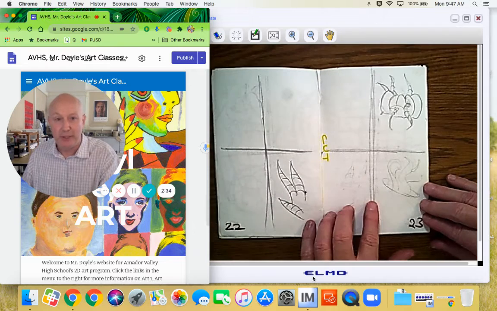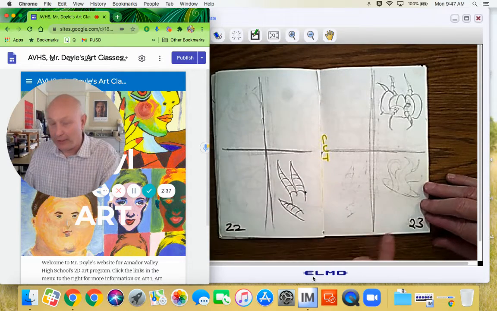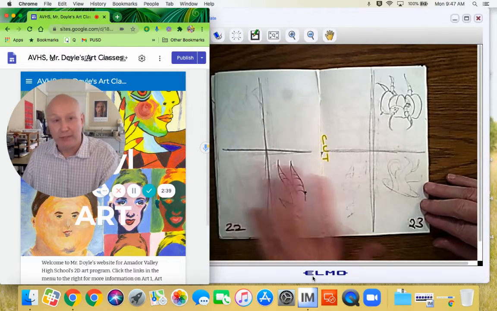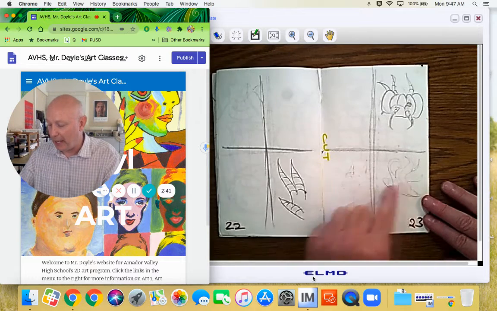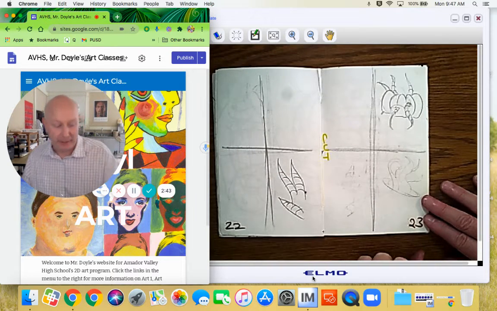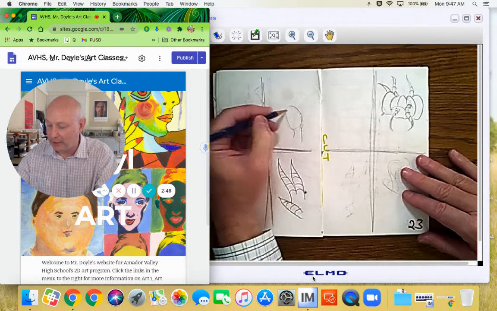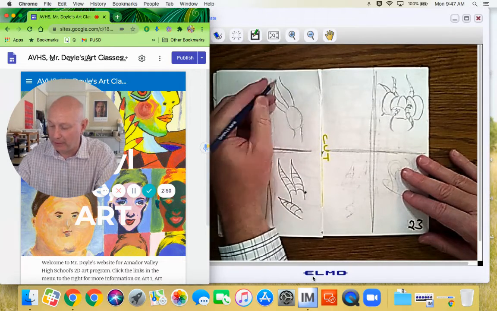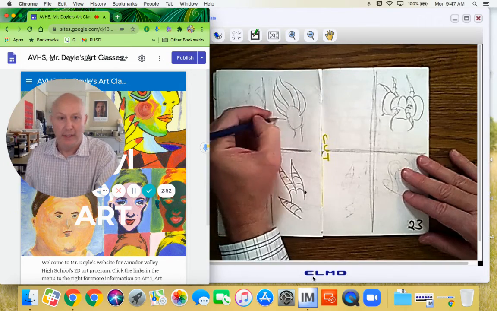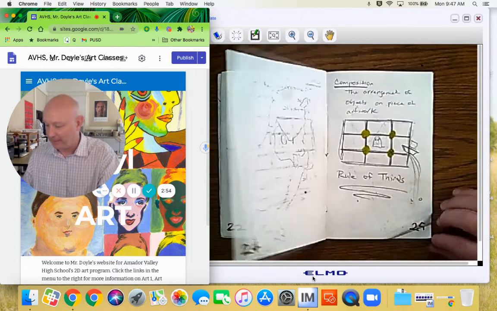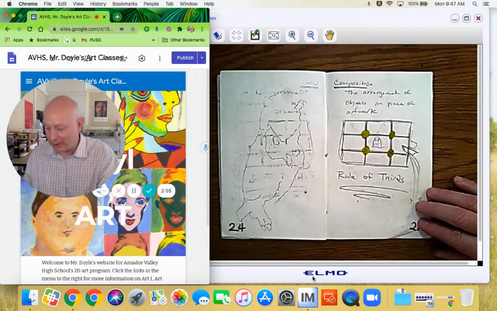Page 22 and page 23, divide each page into fourths, and you were to do a total of 8 thumbnail sketches for your worms drawing. So these should all be full. So 8 thumbnail sketches. Page 24, blind contour.